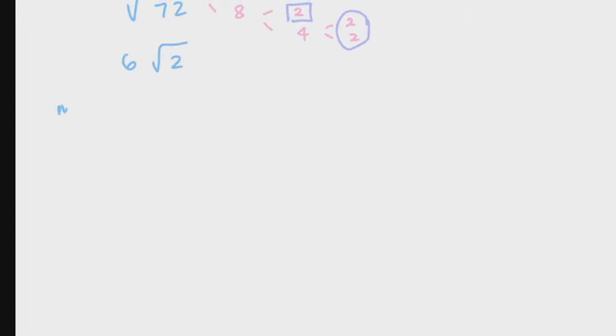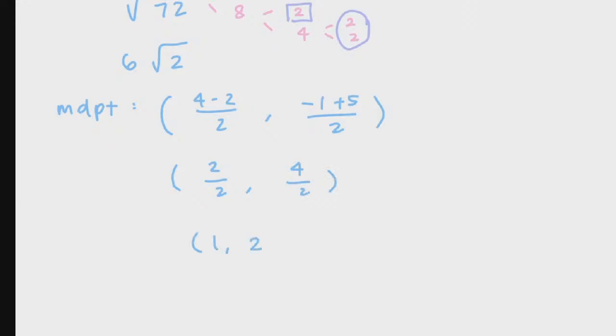Next, to find the midpoint, we're just going to plug it into the equation. So that's going to be 4 minus 2 over 2, negative 1 plus 5 over 2. So we get 2 over 2 and 4 over 2. So that's going to be the point 1, 2.